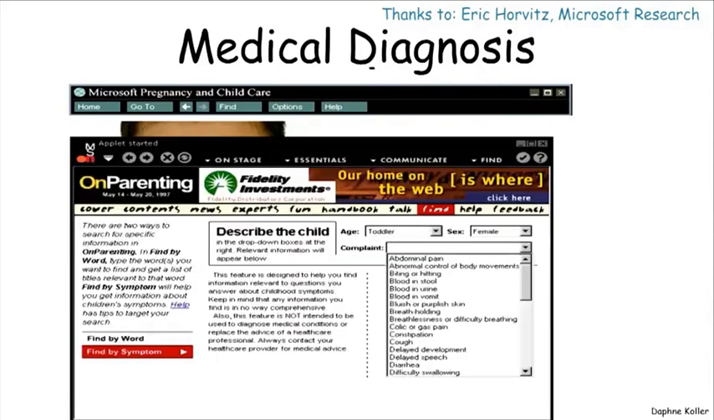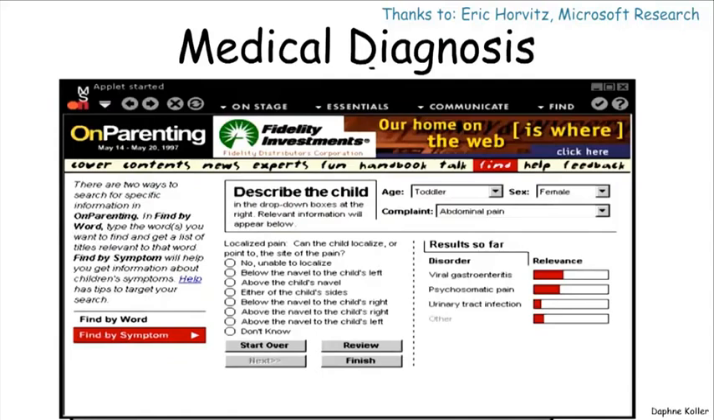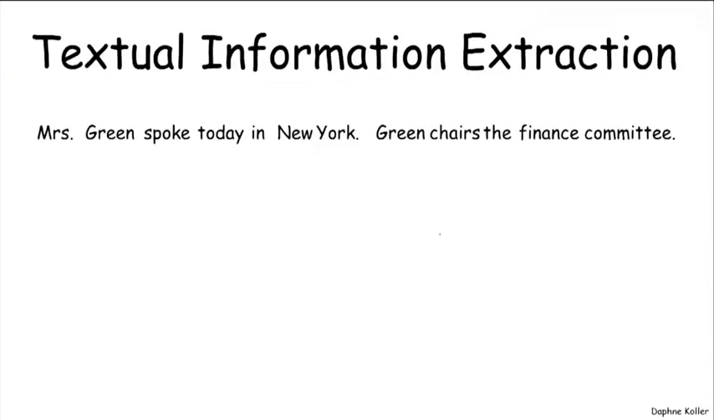And the site was called On Parenting, and parents could enter the primary complaint and then were led through a series of questions that allowed the system to provide a probability distribution over the most likely diagnoses of what was ailing the child.